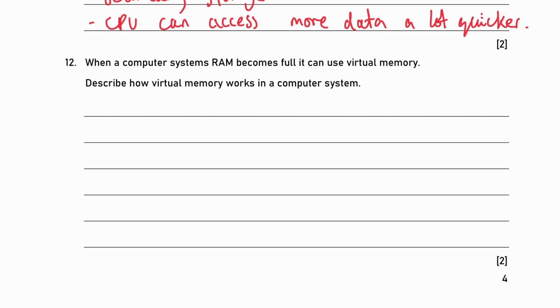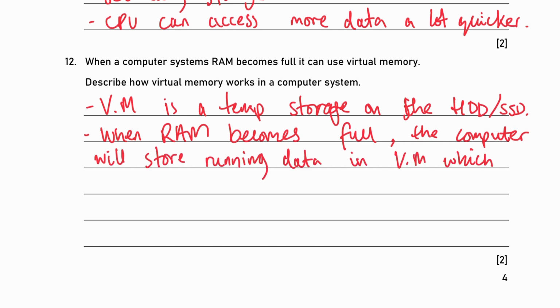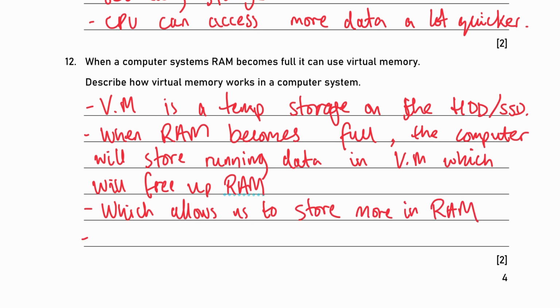Describe how virtual memory works. Well, virtual memory, if you remember, is stored on the secondary storage. So virtual memory, I'm just going to shorthand VM, is a temporary storage. So it's a temp storage on the hard drive, the HDD. When RAM becomes full, the computer will store running data in virtual memory, which will free up space in RAM, which allows us to store more in RAM and prevent the computer from crashing or running slow.